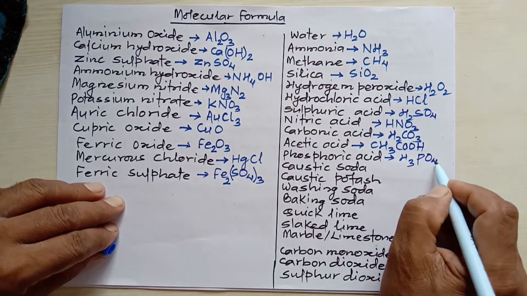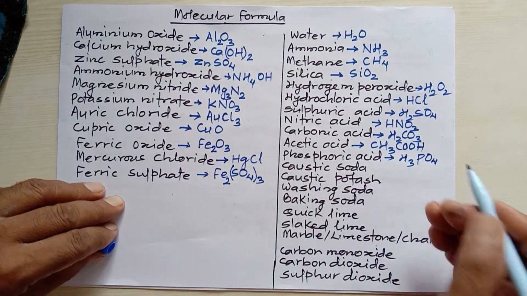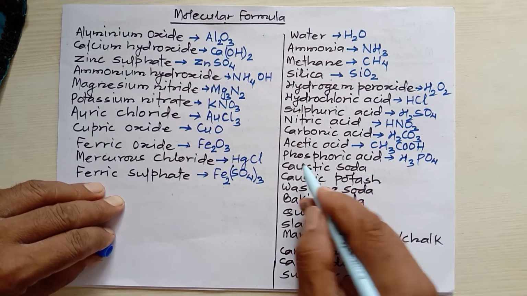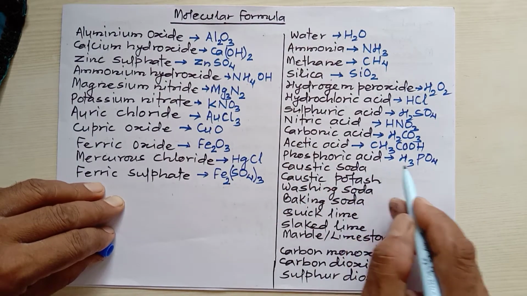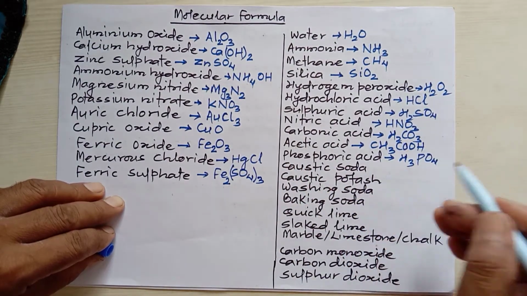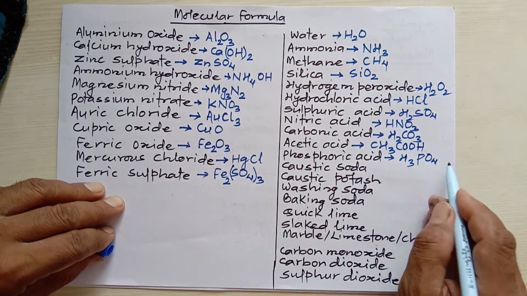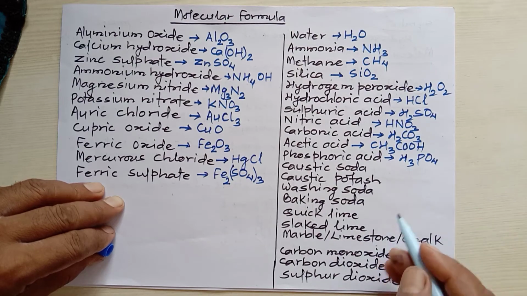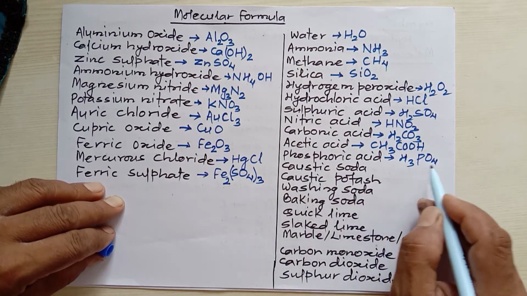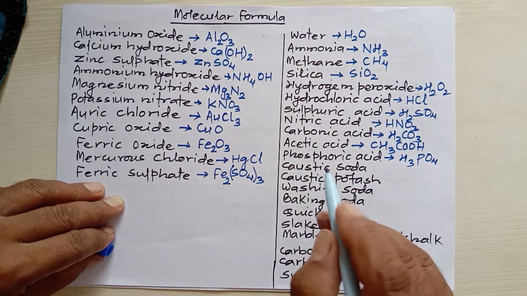H3PO4. Again, I want to tell you that if hydrogen phosphate is told in place of phosphoric acid, then you can write easily H for hydrogen, PO4 for phosphate, and you can exchange the valency. But phosphoric acid doesn't say that it contains hydrogen and phosphate. That's why we have to remember this.